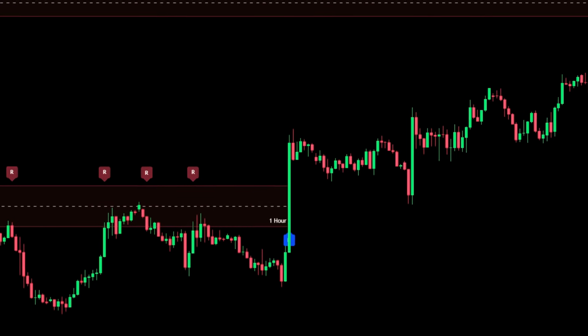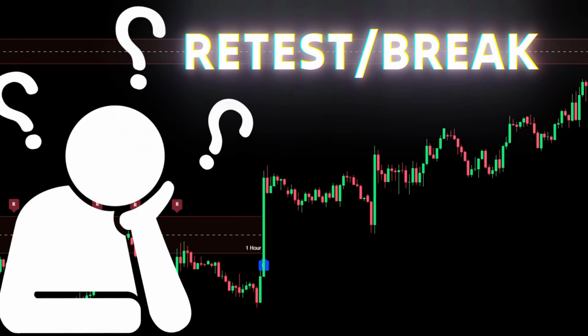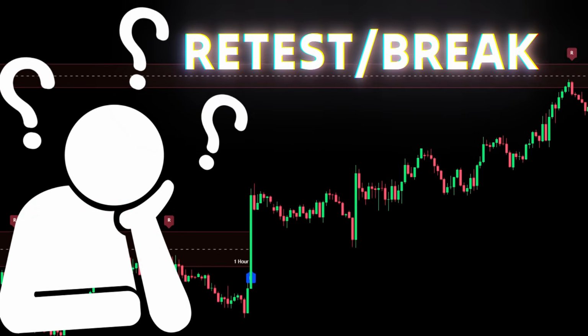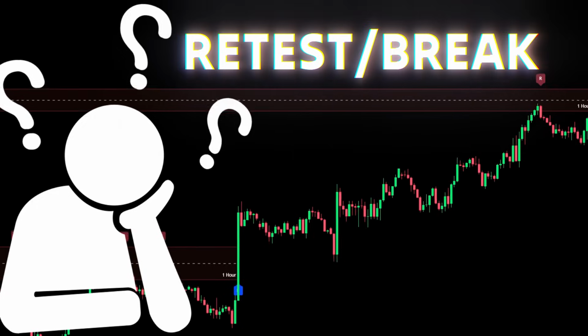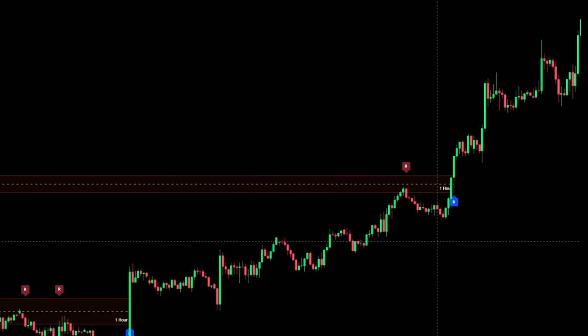But this creates a new question. When should you trust the break signal and when should you trust the retest signal? Following every signal blindly would be a mistake, and you need context. Let me show you an example.